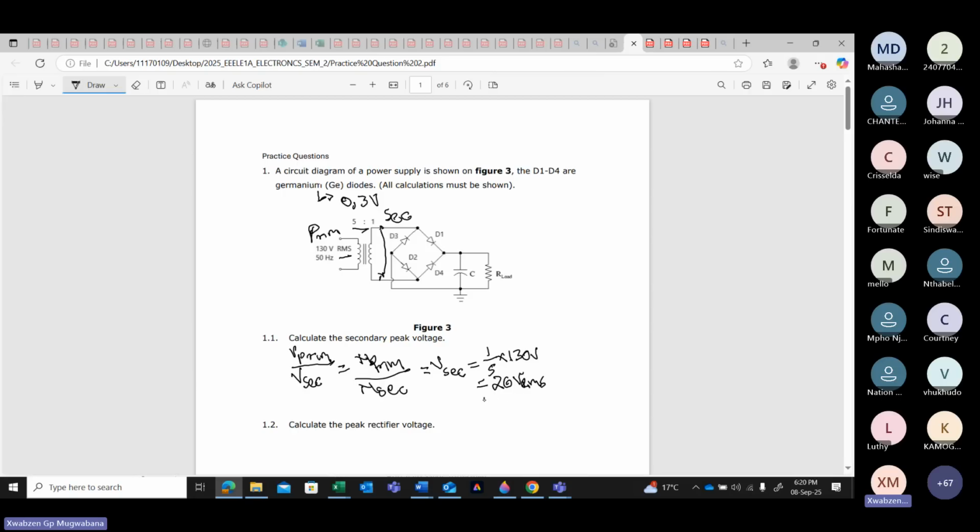Therefore, for you to get the peak voltage, what are you going to do? You are going to multiply the RMS voltage by √2, which will give you what? 36,770 volts, which means that is your peak voltage. Now you have calculated the secondary peak voltage.